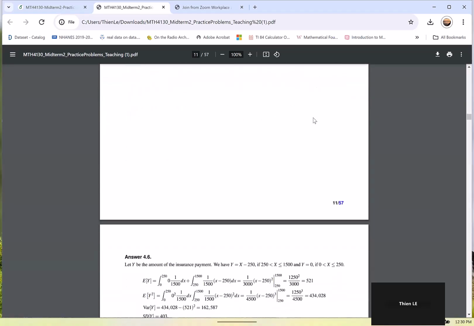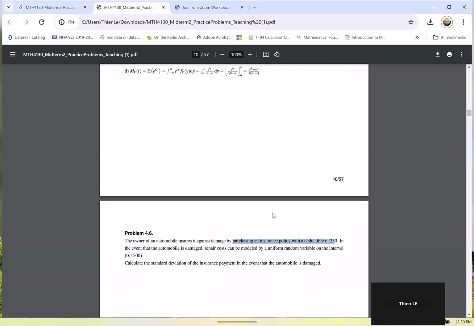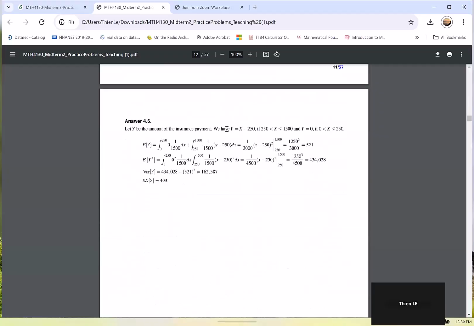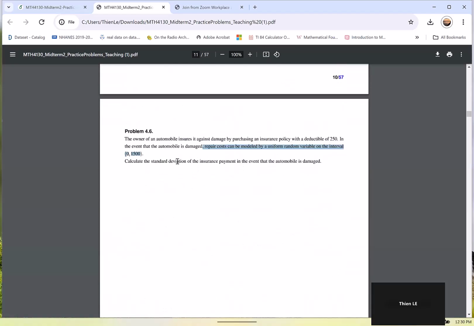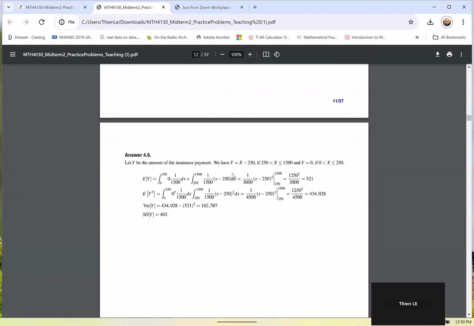And which means the company doesn't need to pay it at all, right? So here we have a constraint because the repair cost here is modeled by 0 to 1,500. So in this case, you want to find the standard deviation, right? In order to get the standard deviation, you need to get the mean, the first and second moment. So just E of Y squared subtract the first moment squared, (EY)^2, right?